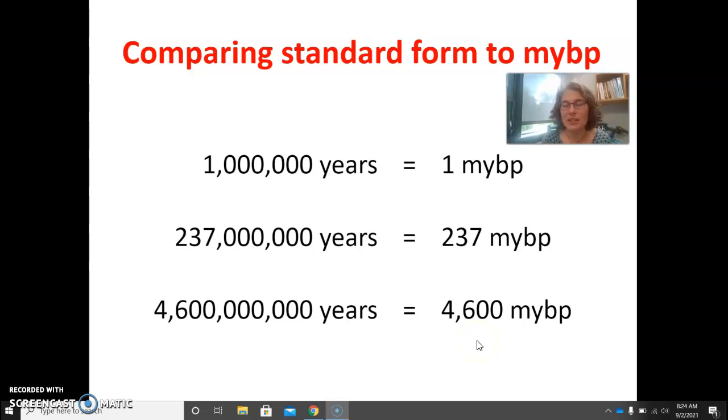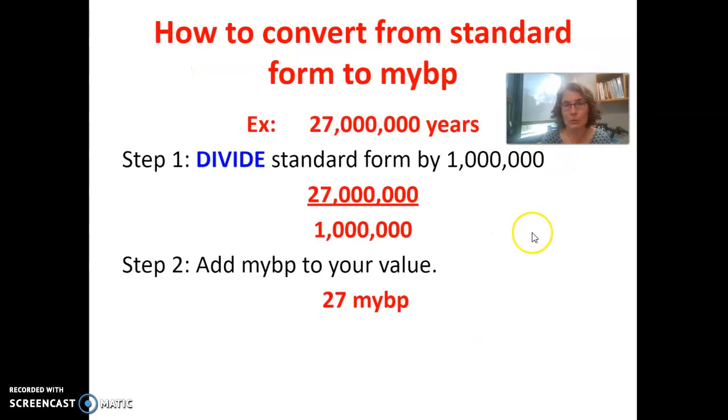You probably already have figured out what we're doing to get from standard form into mybp, but let's go over some simple rules. 2 steps. The first step, if you're starting in standard form and you want to get to mybp, is to divide your original value by a million. So if we had 27 million, we'd take that original value and divide by a million. The second step, and a very important one, is we would then add the abbreviation mybp to our final answer. So 27 million years becomes 27 mybp. Note that if we didn't have this mybp here, 27 million years does not equal 27. So that abbreviation is really important.